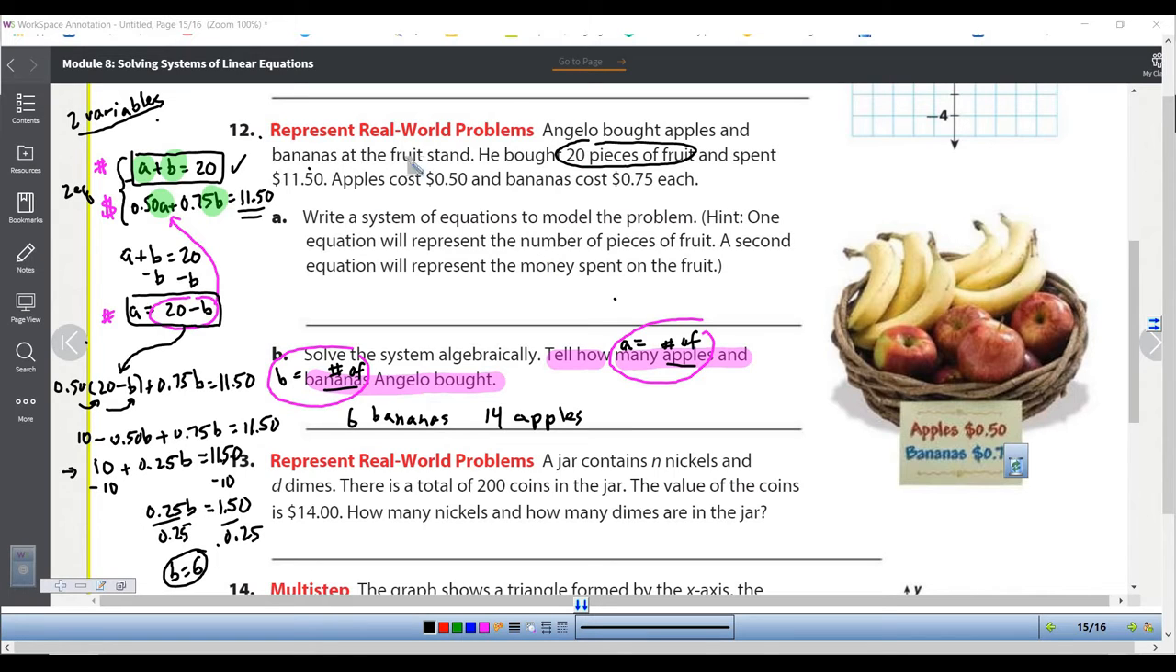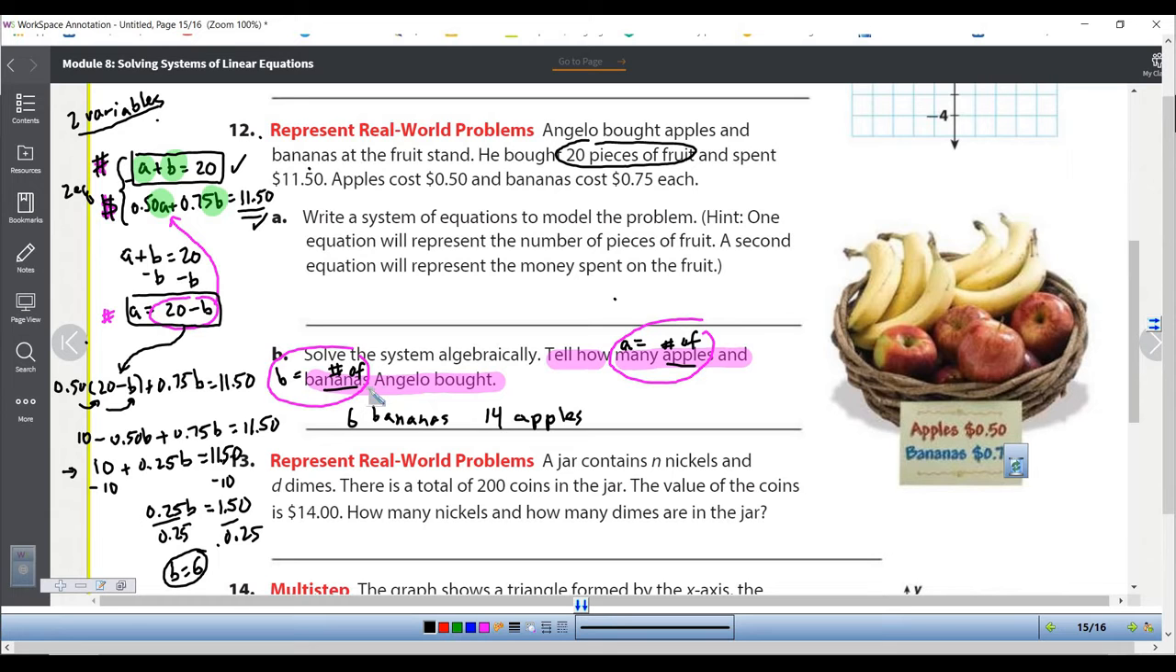All right, so we started off by identifying our variables. We used the information in the problem to write two equations. Again, you're going to see this a lot. There's going to be an equation about how many there are and an equation about the cost. We wrote those two equations. We solved the first equation for A, right? We isolated that variable. We plugged that into the second equation, solved that to find out there were 6 bananas. Used the fact that they had to add up to 20 to say 20 minus 6 is 14. And then we checked our answer with the second equation and found out that indeed it equaled $11.50. All right, I hope that made sense to you.